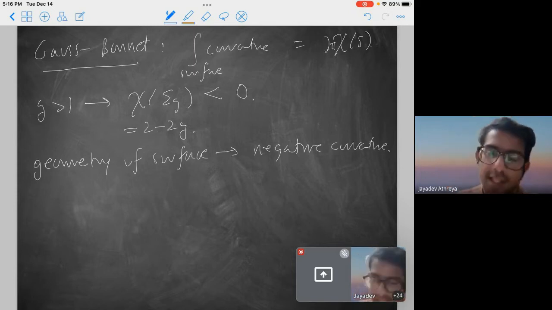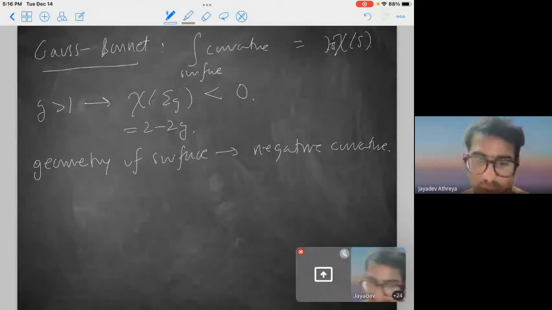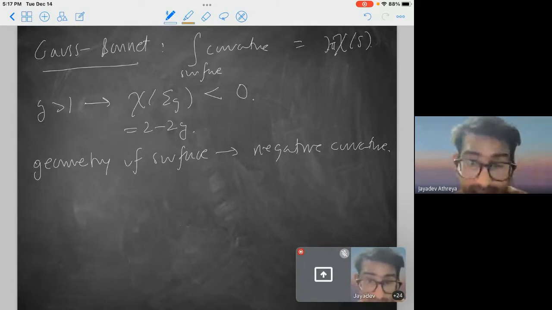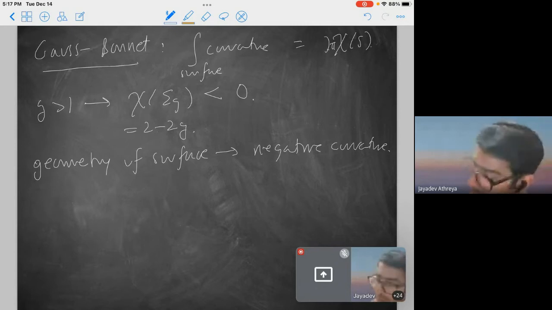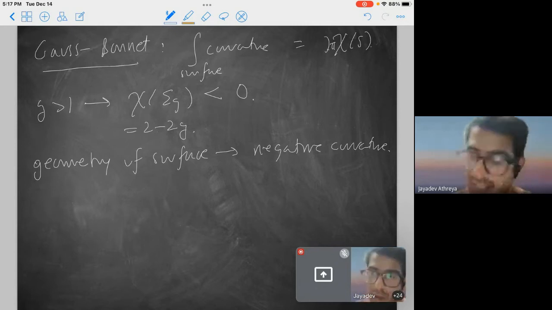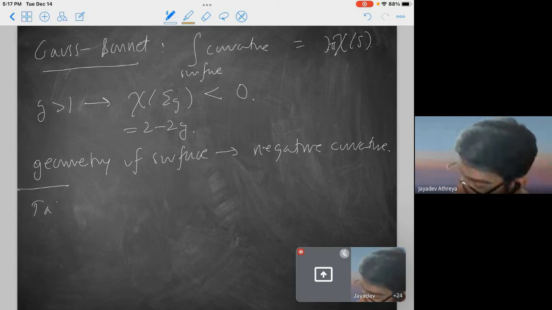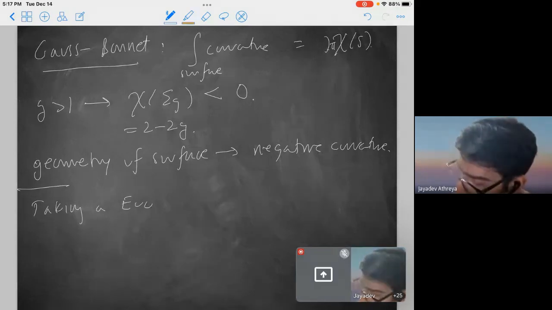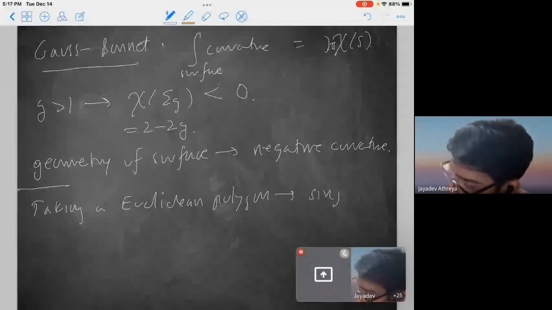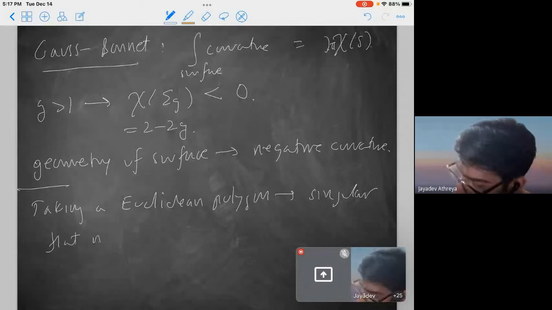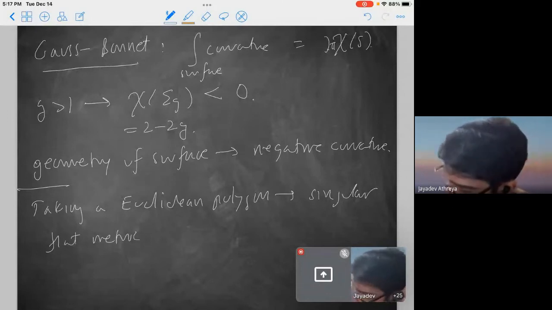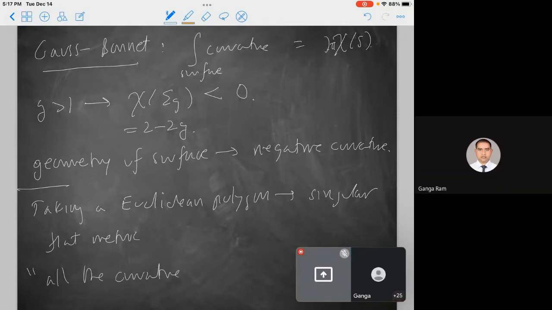And of course, by trying to make it flat, by trying to take a Euclidean polygon and glue opposite sides, I've been having sort of flat curvature. And so that means I'm going to have some places where I have problems. And basically what I'm doing when I take a flat polygon and glue opposite sides, so taking a Euclidean polygon, yields a singular flat metric. And in some sense, what we've done is we've put all the curvature at a finite set of points.